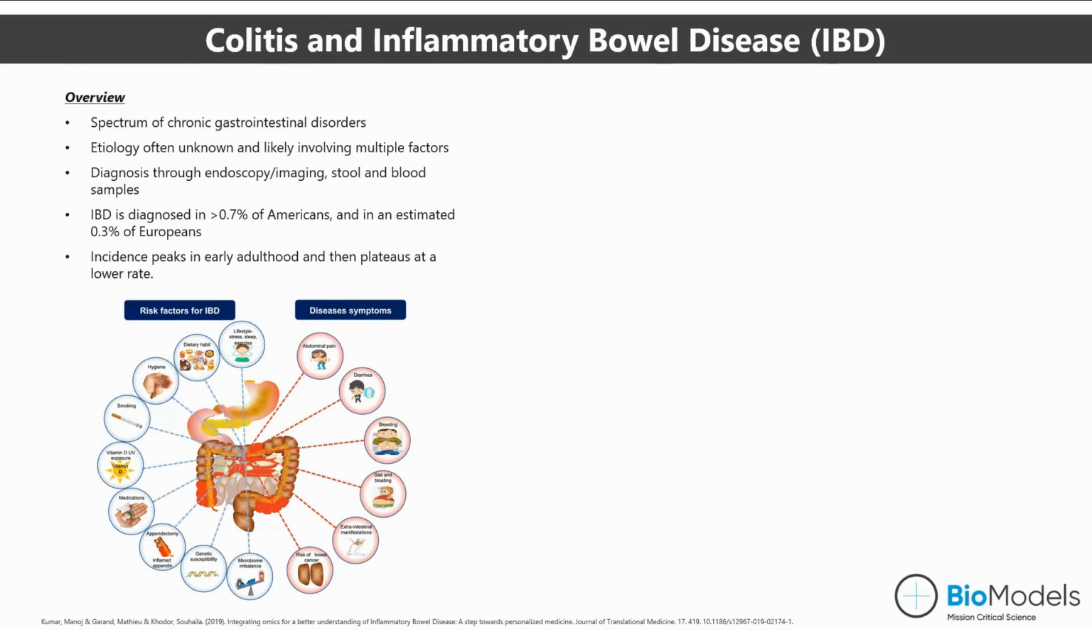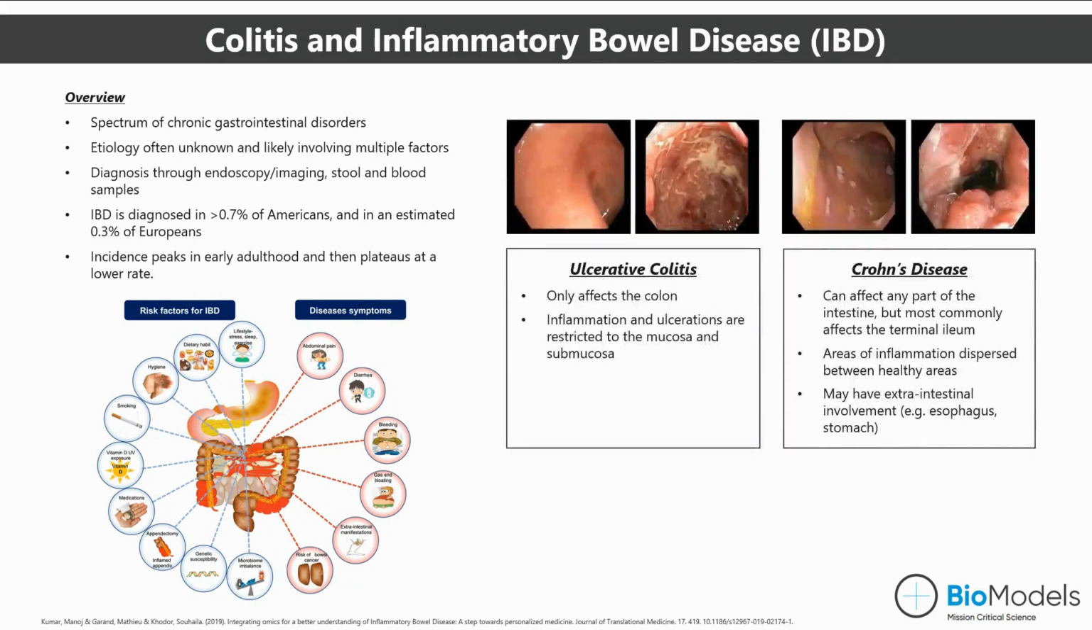So IBD is a spectrum of chronic gastrointestinal disorders. Both ulcerative colitis and Crohn's disease fall under this umbrella term. The cause of disease is often unknown, but multiple risk factors including diet, environmental factors, and genetic susceptibility, among others, have been implicated. IBD affects a large number of people, as greater than 0.7% of Americans and 0.3% of Europeans are diagnosed.